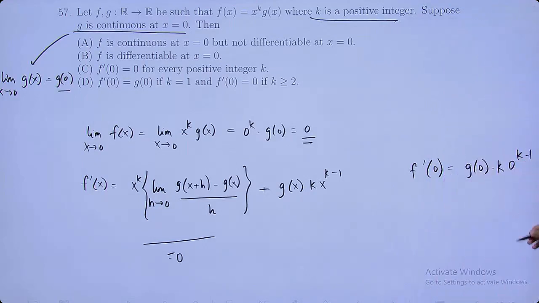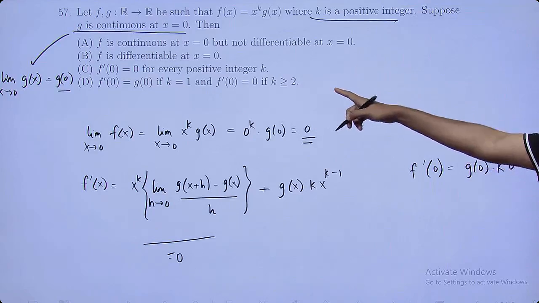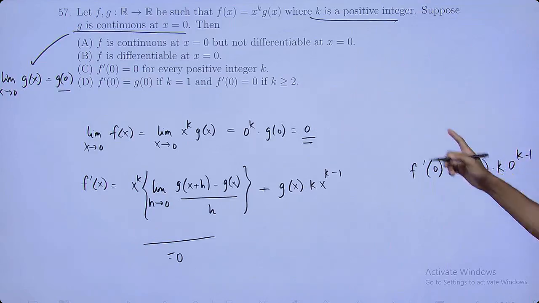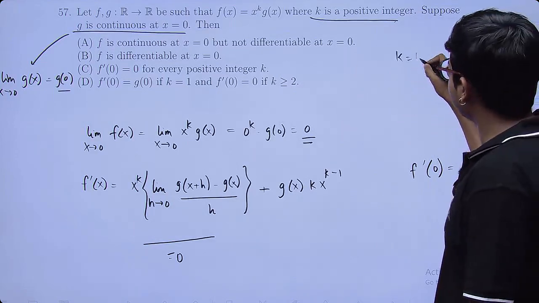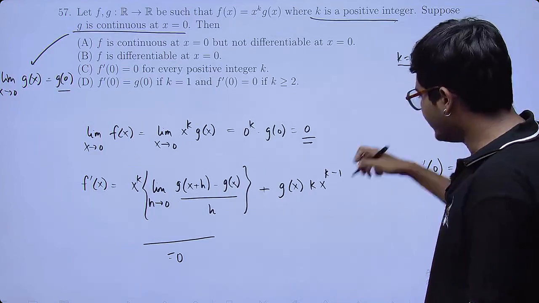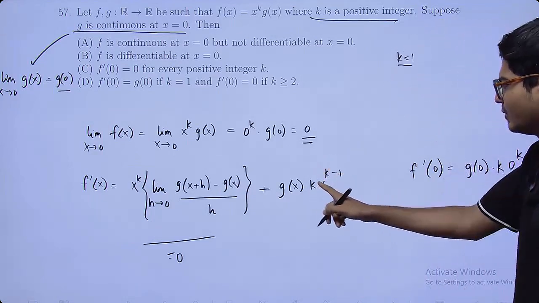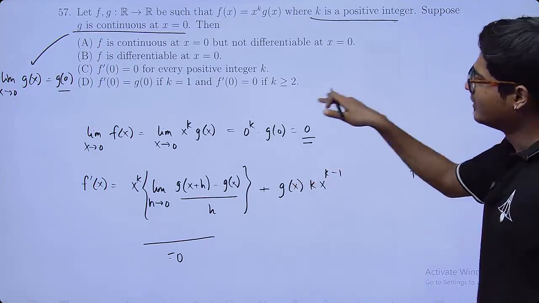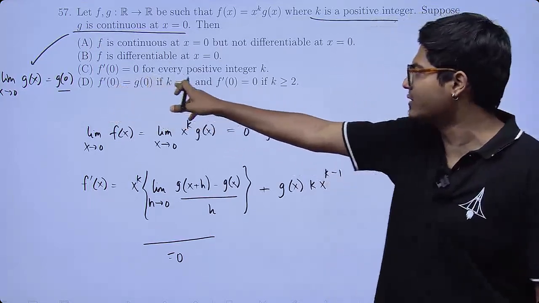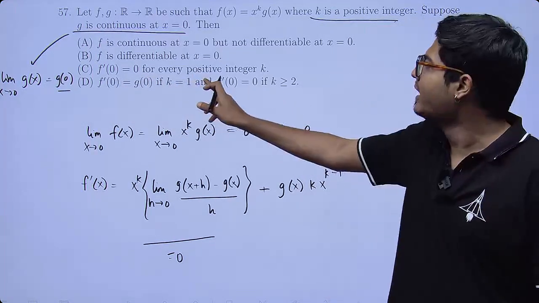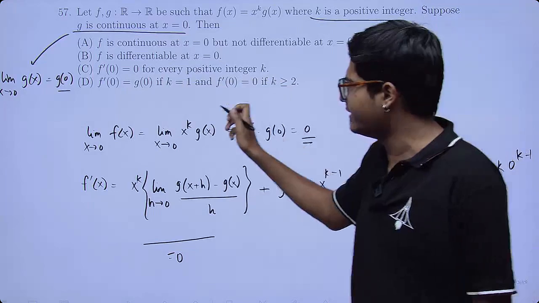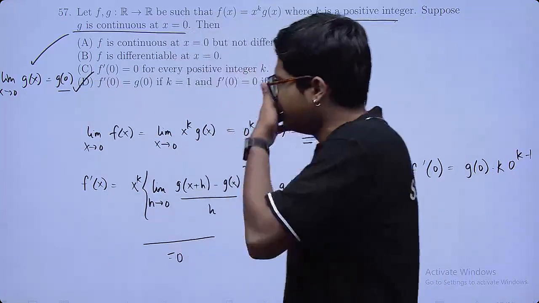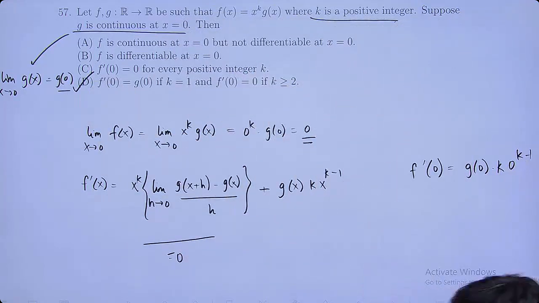Which is going to be 0 for all k greater than or equal to 2. But it's going to be equal to what? If k is equal to 1, what will I get? If k is equal to 1, this basically becomes 1, right? So what are you getting? g(0), right? Which is that option? It's option D, right? f prime 0 is going to be g(0) if k is equal to 1, and f prime 0 is 0 for all k greater than or equal to 2, right? So option D is definitely correct. Now let's look at the other options.